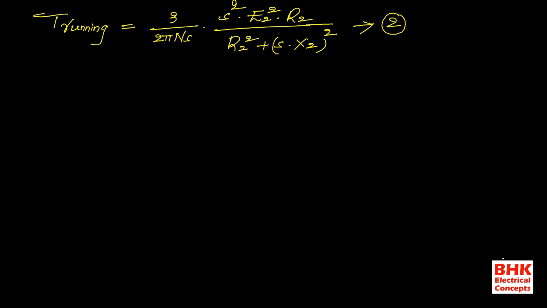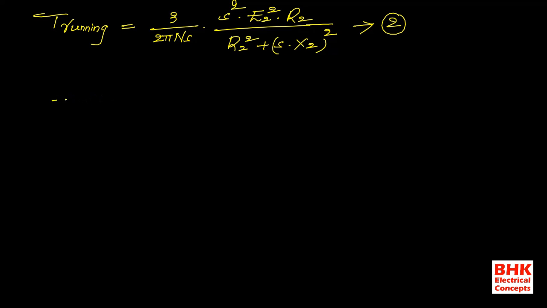Up to this equation number 2, we can say that under running condition of a rotor, the expression of torque is equal to 3 divided by 2 pi ns into S square into E2 square into R2 divided by R2 square plus S into X2 square. But when this running torque is maximum, we need to get the condition required for the maximum running torque. To get that condition, we need to consider only the terms like this.